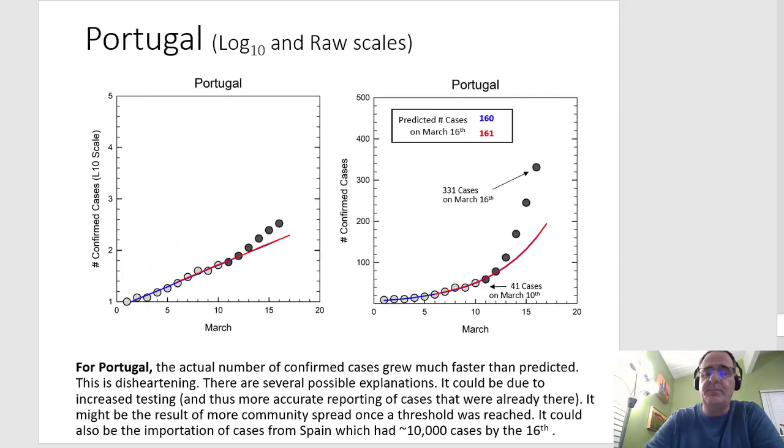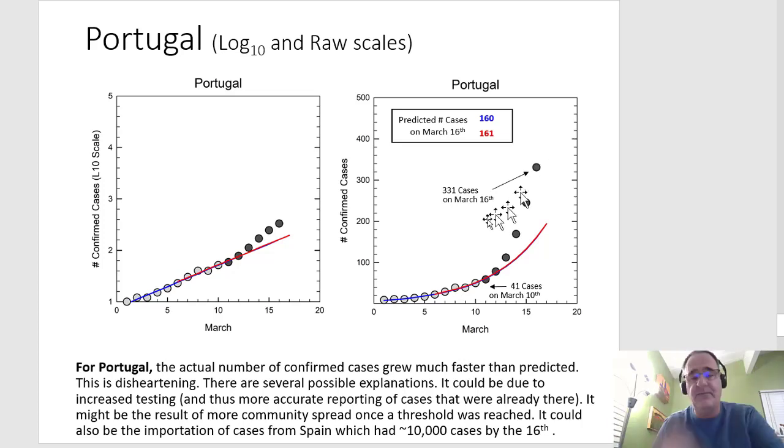We can contrast that with Portugal, which is going the other way. Portugal has very few cases a week ago. In fact, they had 41 on March 10th. Fitting the model, the gray dots, to exponential growth at March 10th for those first 10 days, we would have predicted 160 from one model or 161 for the other model. So the models were essentially identical, whether I took 5 or 10 days of data.